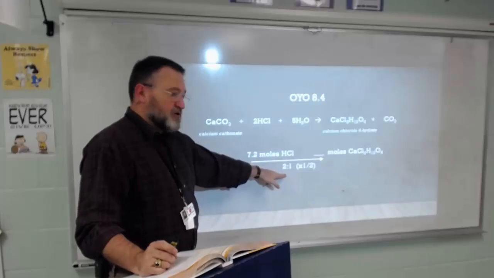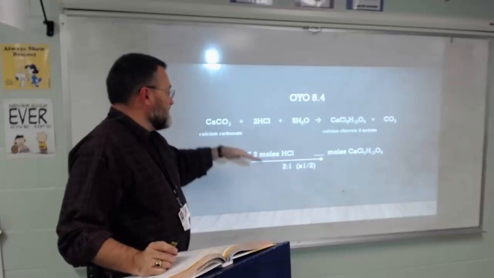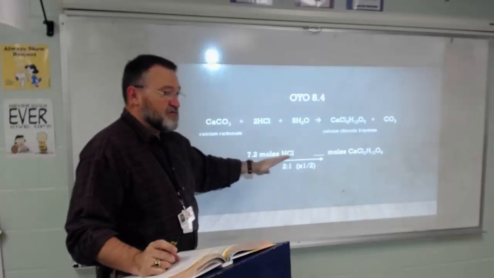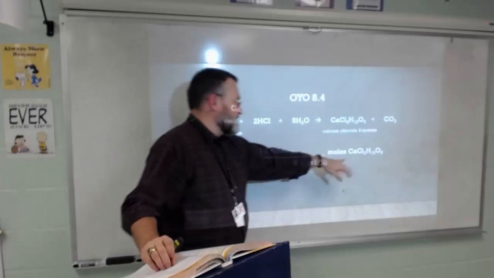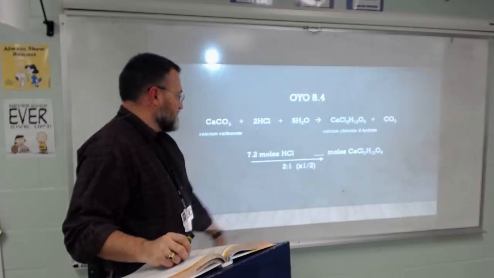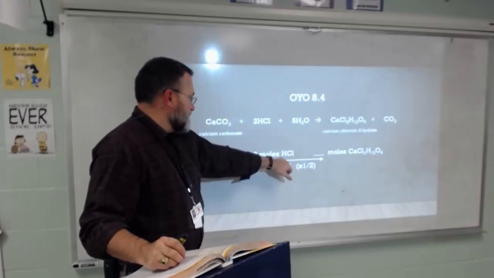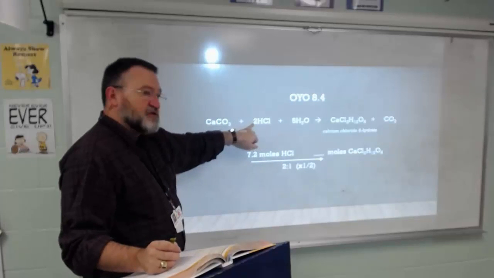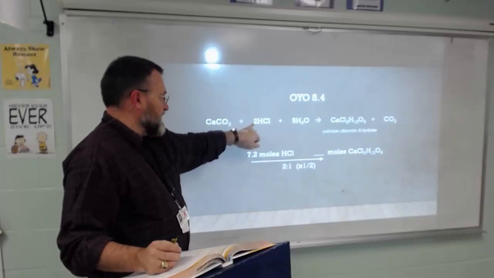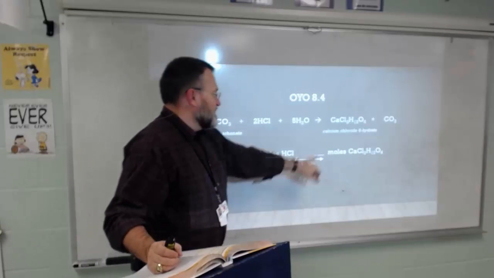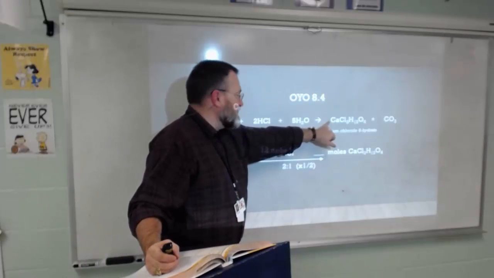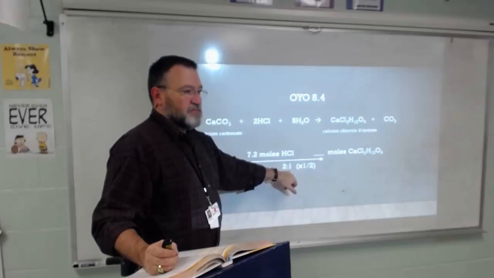The stoichiometric coefficients that we find in the balanced reaction equation in front of the molecules that we are given, in terms of our known and our unknown that we're solving for. So this 2 to 1 comes from hydrochloric acid, the 2 in hydrochloric acid here, and we're trying to solve for moles of calcium chloride 6 hydrate. The implied 1 in front of that molecule is where this 1 comes from.